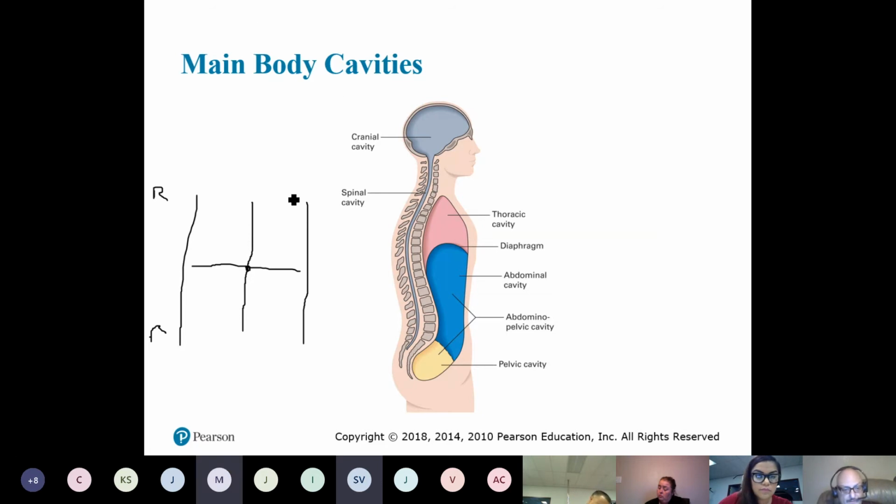All right. Side is left. Okay. Now, for whatever reason, they don't call it superior and inferior. They just call it upper and lower. So what is this area called? Upper right quadrant.